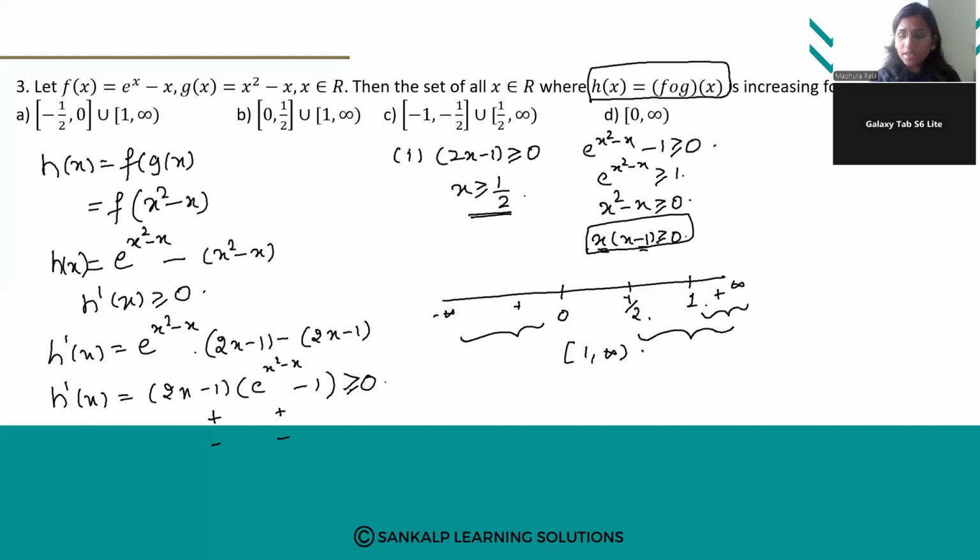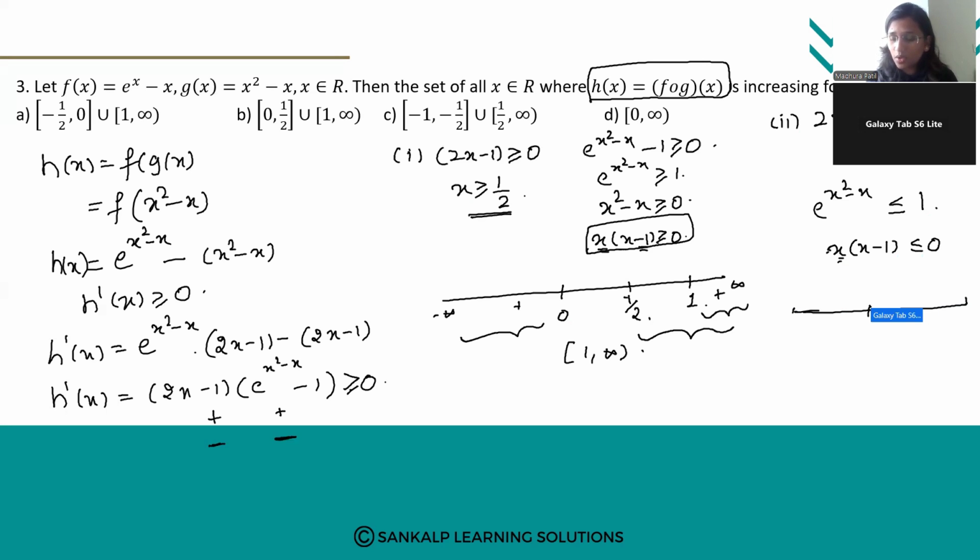Similarly, we will find the second case. What was the second case? The product will be positive if both are negative. Both negative means 2x minus 1 is less than or equal to 0, or x is less than or equal to 1 by 2. Similarly, the second one, e to the power x square minus x is less than or equal to 1. Taking log on both sides, we get x into x minus 1 is less than or equal to 0. What are the roots here? 0 and 1.